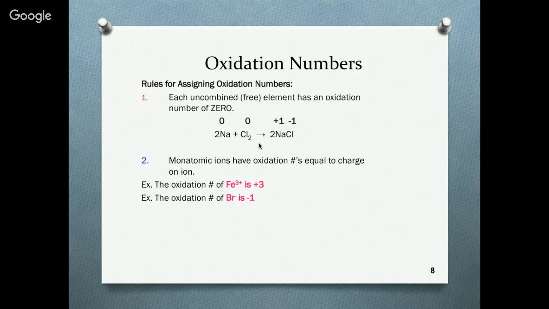Next, monatomic ions. That means if you're looking at an element and it has a charge in the top right-hand corner, an ion, remember, is something that has a charge. If it has a charge, the oxidation number is equal to that charge. So for example, if I have Fe plus 3, the charge is going to be plus 3. If I have the ion Br minus 1, the oxidation state is going to be minus 1.